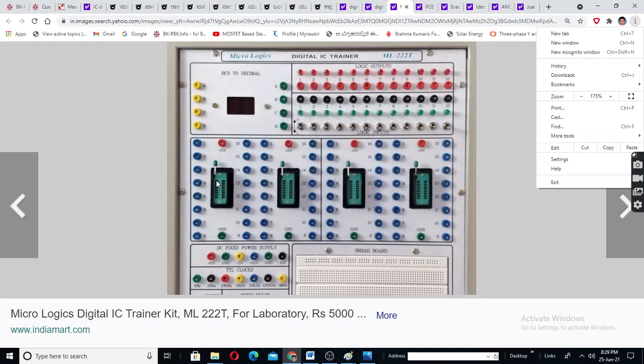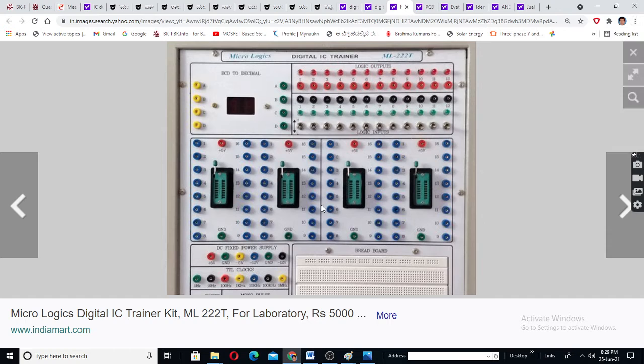This point is internally connected to this point. So when you put the IC here, it is as good as touching here, means touching the IC pin number 1. More of this will be explained later. Okay.